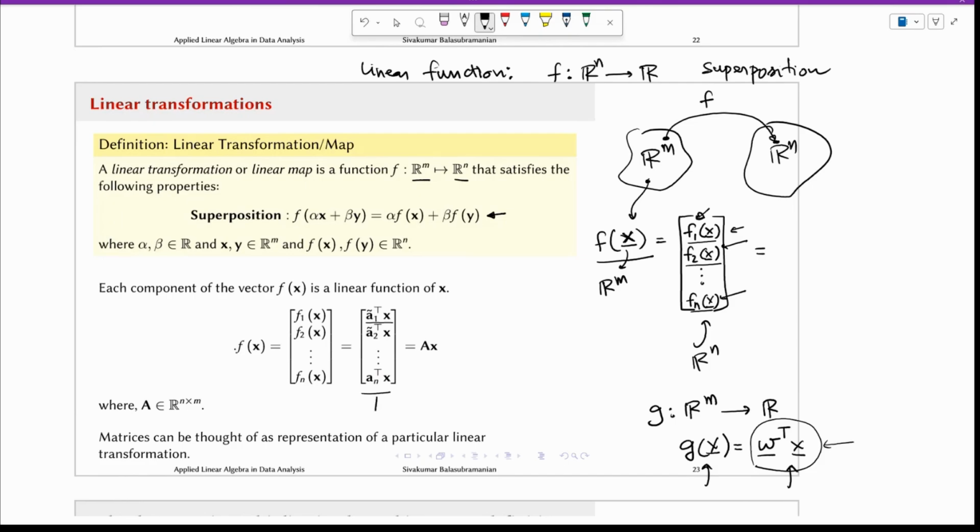Okay. That means for the n linear functions you have n rows. And because X is from Rm, what would be the shape of Ai? In this case, I've written it as Ai tilde. What is the shape of this? X has a shape of m cross 1.